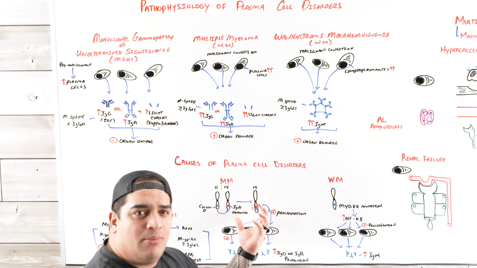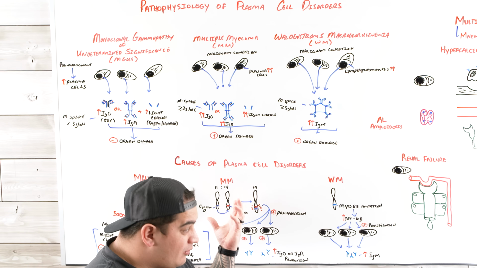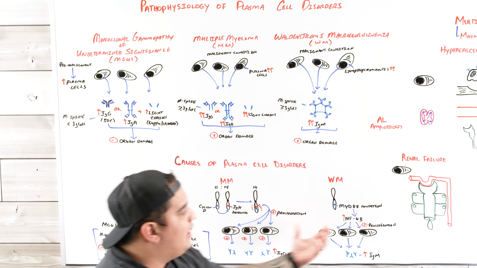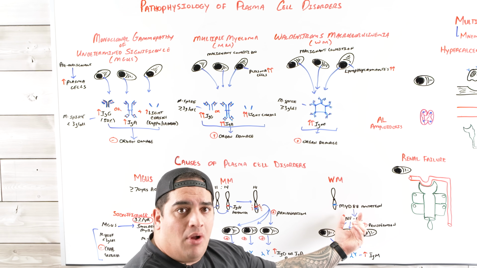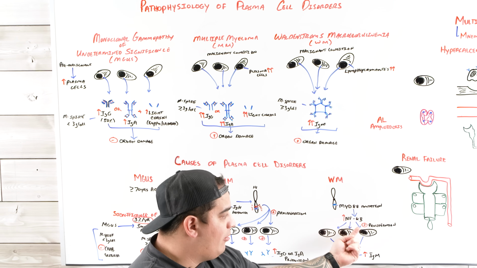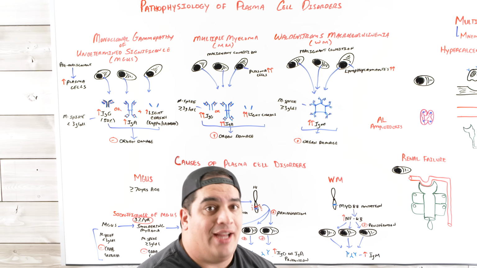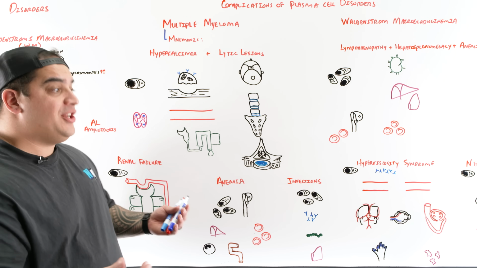We talked about how chromosomal translocations could be a source of really good or poor prognostic indicators for multiple myeloma. And then we talked about the mutation in Waldenström's that causes hyperproliferation of lymphoplasmacytes and IgM antibody production. Now, let's talk about the complications of these disorders. All right, so let's talk about the complications with plasma cell disorders.